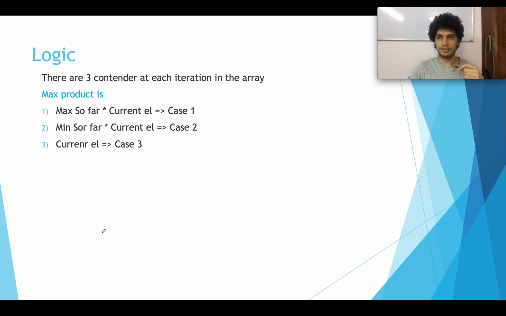So let's summarize the algorithm. The algorithm says you need to keep track of the maximum so far and minimum so far, and these are the three possible values that will be the contenders for the maximum product till the ith element. Maximum so far into the current element, which was stated in case 1. Minimum so far into the current element for the negative case: previous one is negative and current also turns out to be negative, which will result in a higher value. And the current value itself. So these are the three possible contenders for the maximum product at each iteration in the array. So let's quickly code it up.